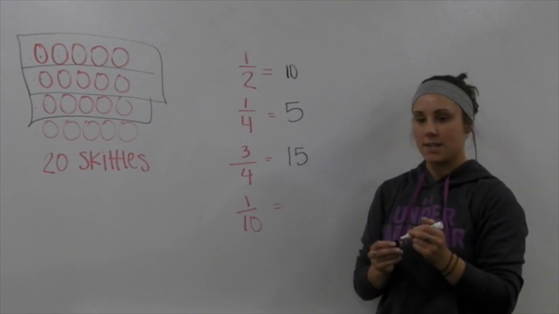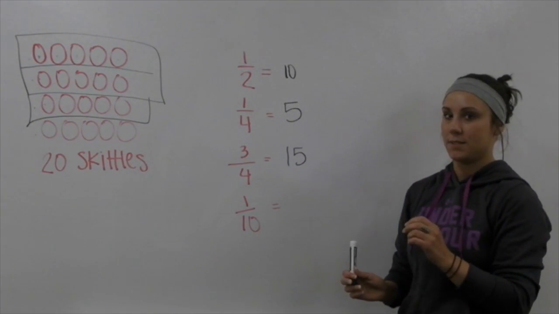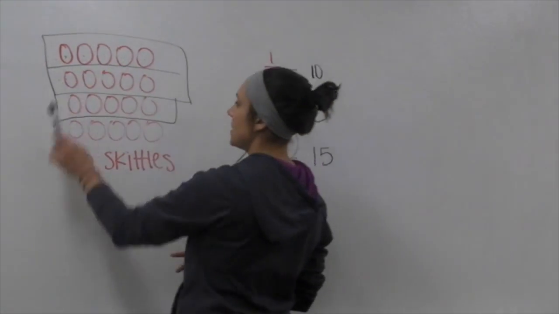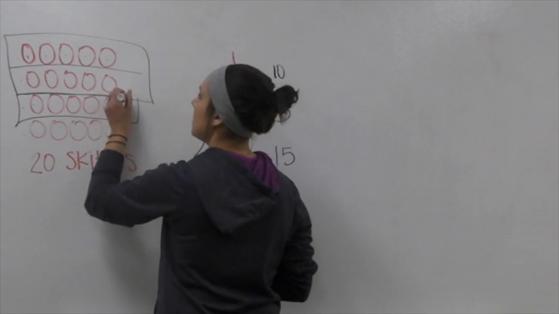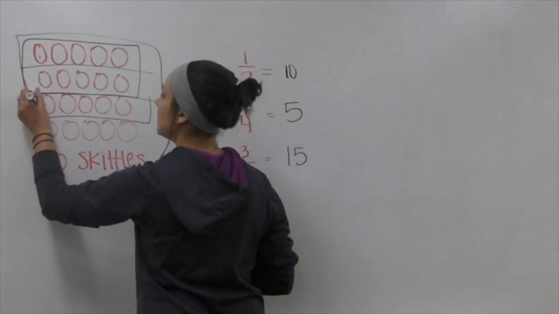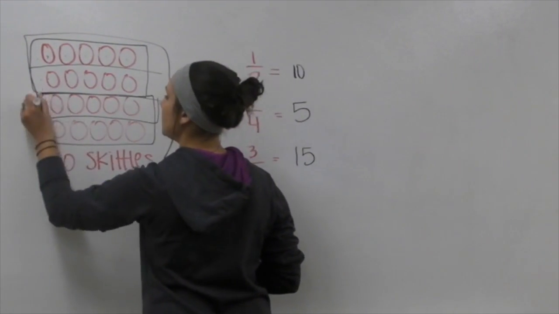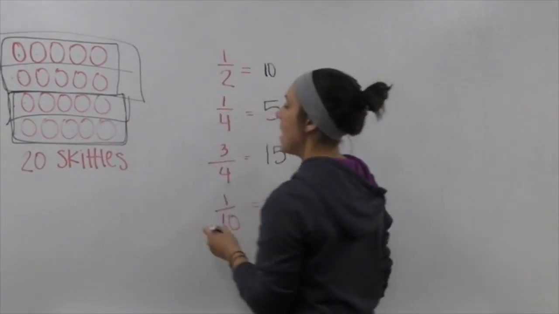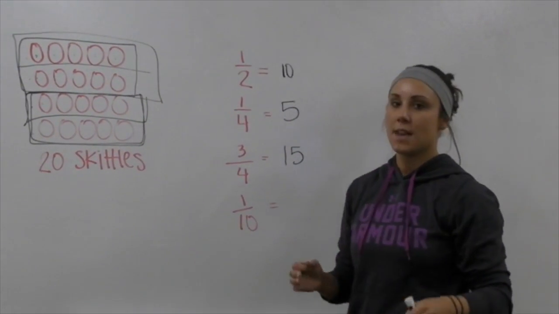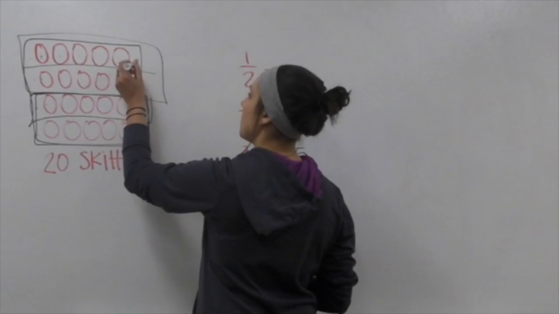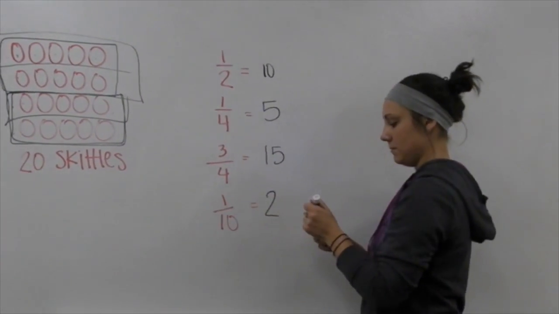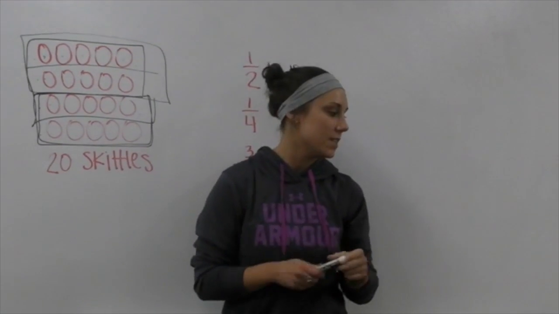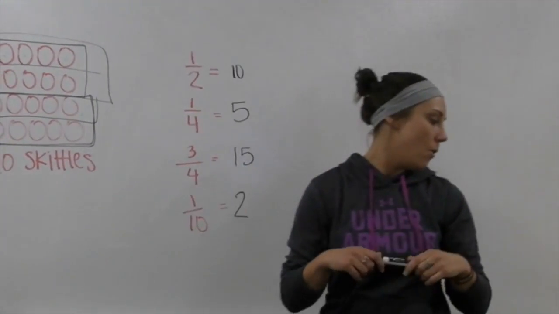But say you only wanted to eat 1/10 of your bag of Skittles. If we have 20 different Skittles here, we can break these up into groups of 10. So we have 10 Skittles here and 10 Skittles here. So these are both 1/10. So if we want to eat 1/10 of our bag, then we would add these up. So we have 1 here and 1 here. So we would be eating just 2 Skittles.